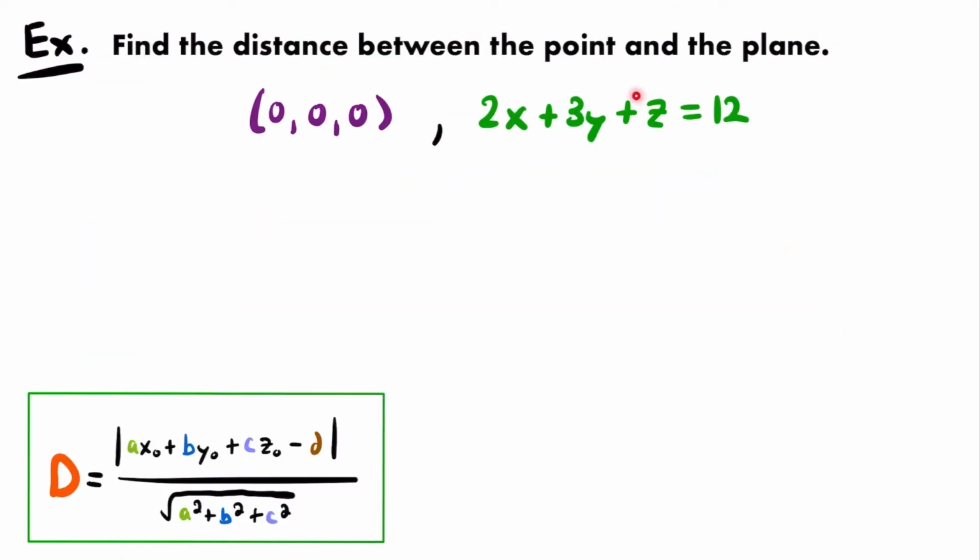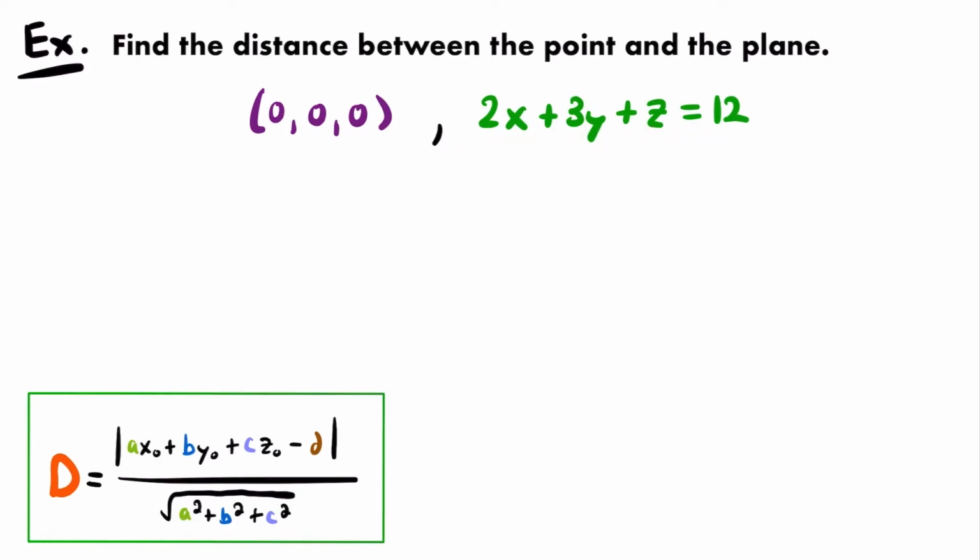All right, so here's our example problem. We want to find the distance between the point and the plane, and our point is this coordinate point of 0, 0, 0, or the origin, and then our plane is represented by this equation, 2x plus 3y plus z equals 12.